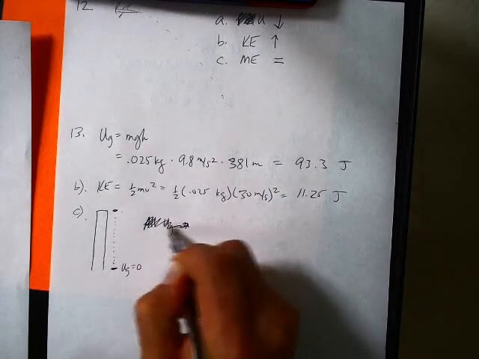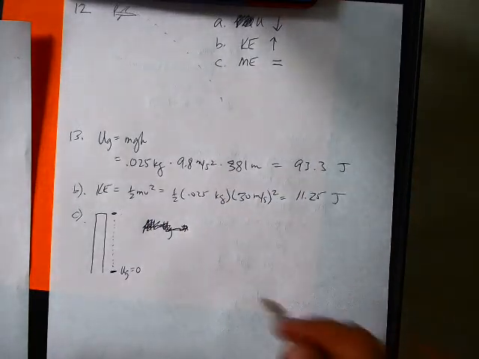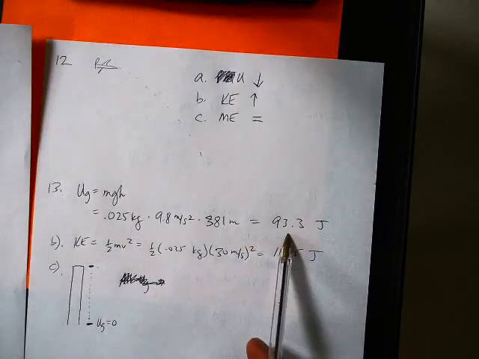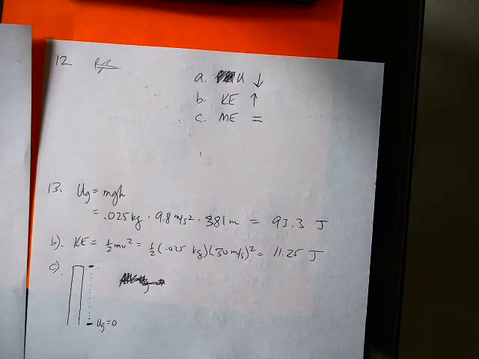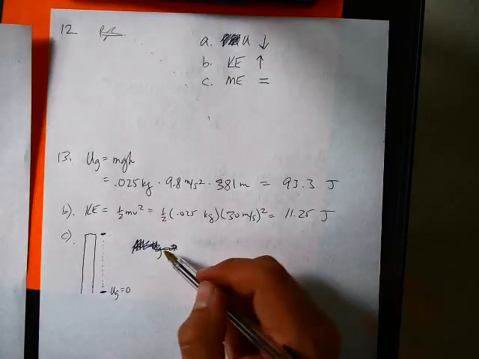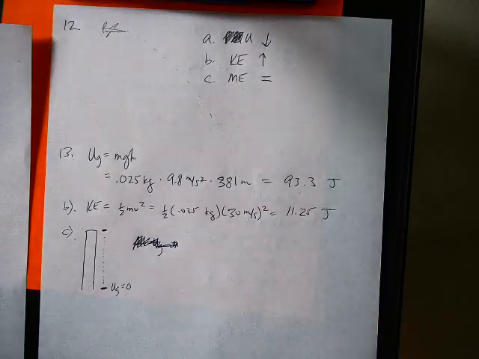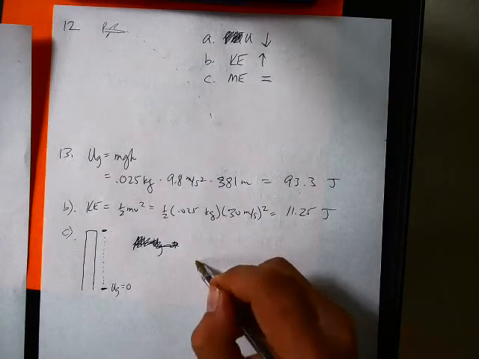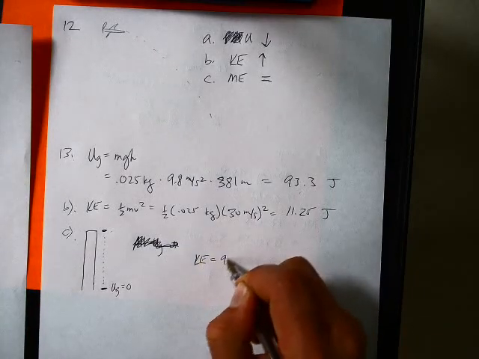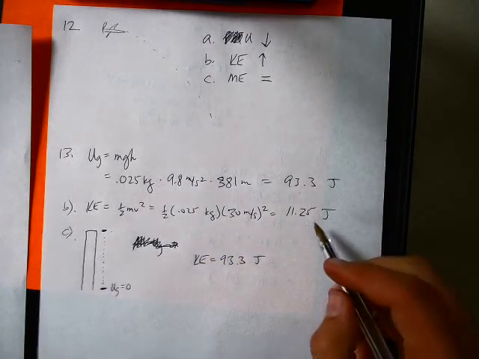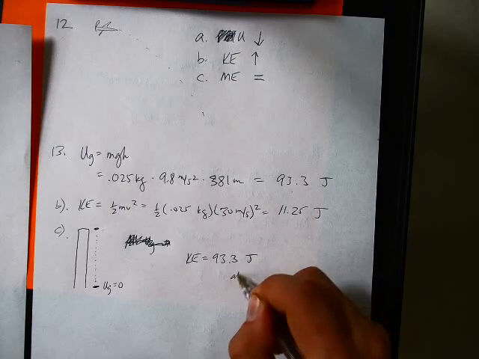I'm trying to say that. How much kinetic energy will it have then? Well, if it had at the top 93.3 joules of potential energy, then when it's at the bottom, if there's no more potential energy, it's all kinetic energy. That means it has to have 93.3 joules of kinetic energy at the bottom.